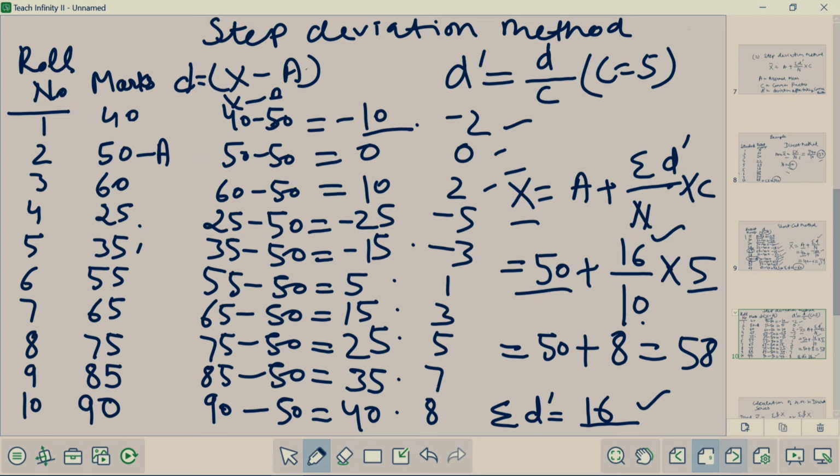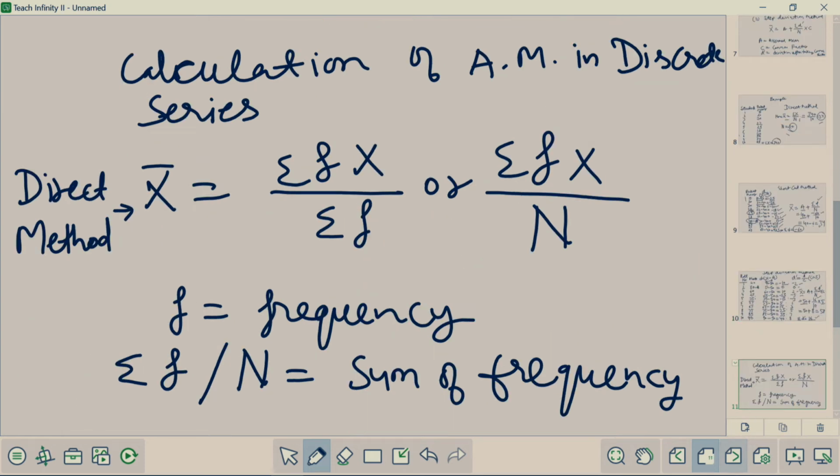Now we start discrete series, calculation of arithmetic mean in discrete series. In discrete series we have two things, f and x, right? So there are also three methods of calculating mean in discrete series. In discrete series also we calculate the mean by three methods.